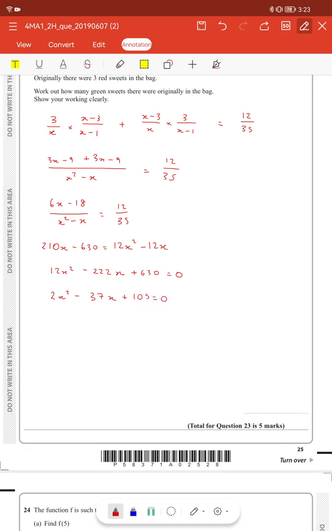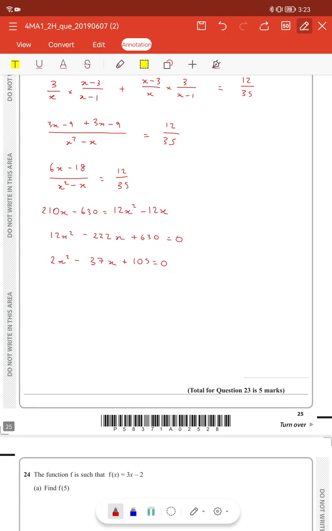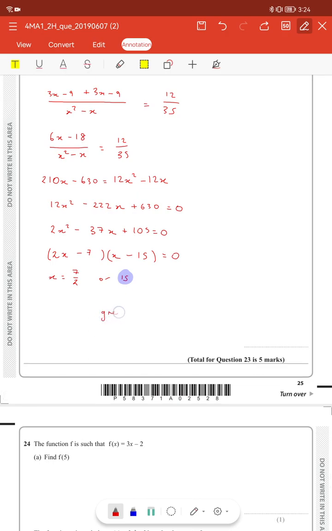And here you can either use the quadratic formula or you can factorize it. So if you were to factorize it, you would get 2x and x, and you get minus 7 minus 15. So x is equal to 7 over 2 or 15. Now we can't have half a sweet, so we know x has to equal 15. So 15 is the total number of sweets. So remember, the green was x minus 3, which is 12 sweets.